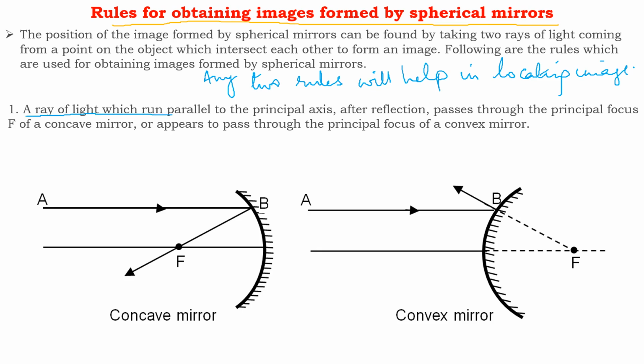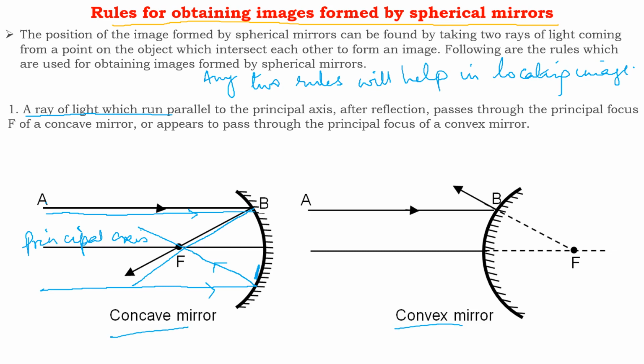A ray of light which runs parallel to the principal axis. This line is your principal axis, isn't it? So a ray of light parallel to the principal axis, this line is going parallel to the principal axis, after reflection passes through the focus of the concave mirror. This is again a ray of light parallel to the principal axis. Then it will be reflected because this part is the reflecting surface. It is reflected back, and after reflection it should pass through the focus. That is the first rule. And this is for the concave mirror.